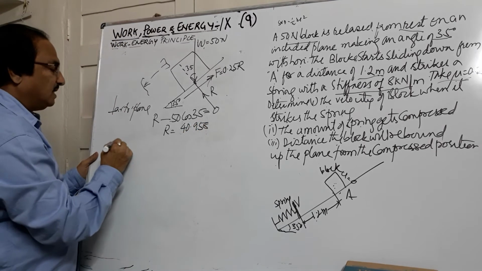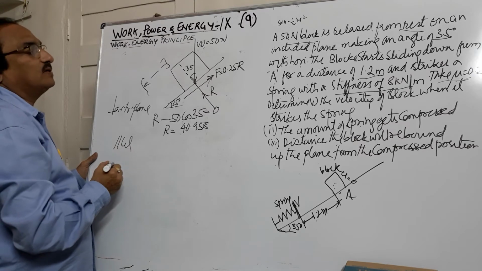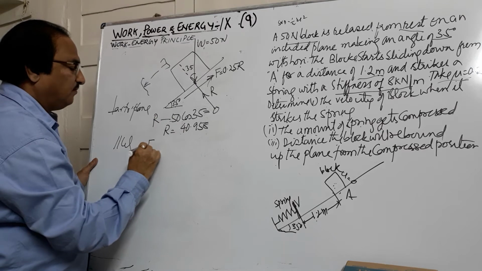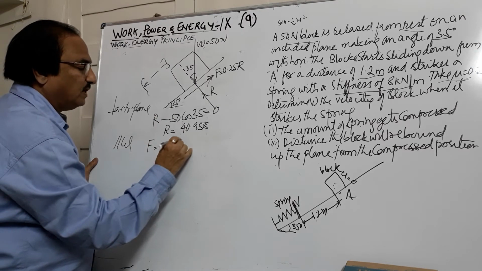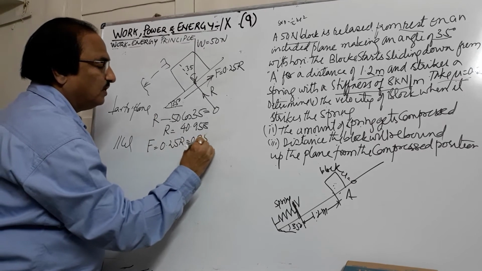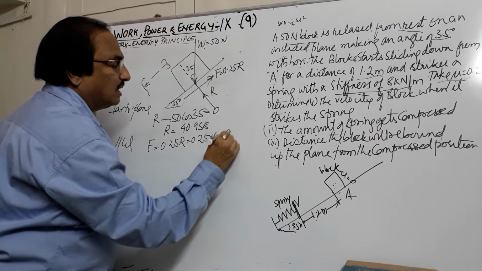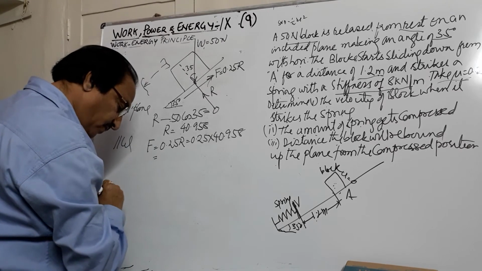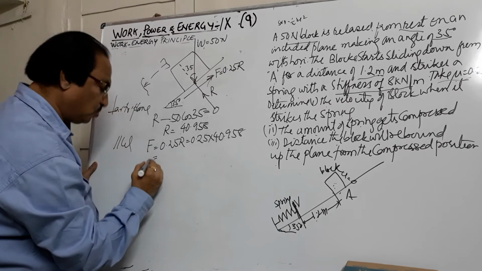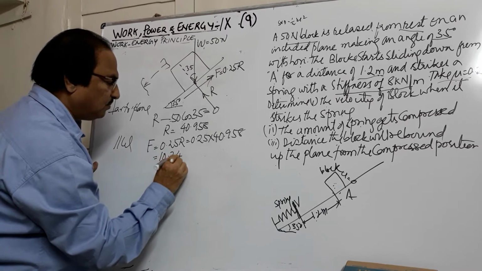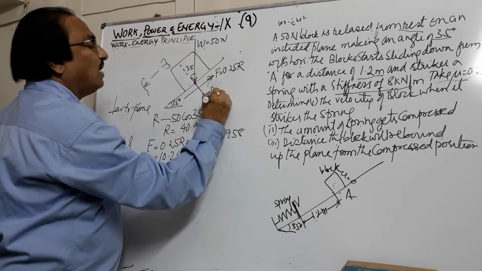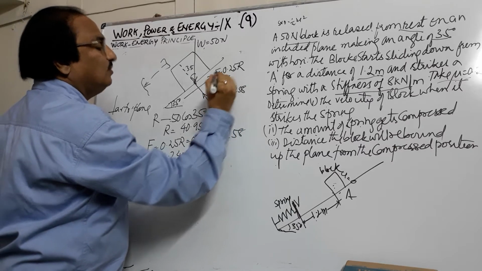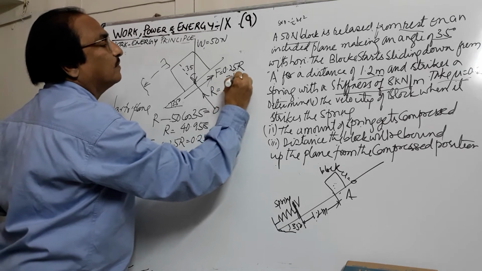Newton. Similarly, let me find out the force of friction. F is equal to 0.25 times R. So this will be 0.25 into 40.958. If you simplify this, you get the value of F is equal to 10.24 Newton. So we got the value of R is equal to 40.958 and F value is equal to 10.24.